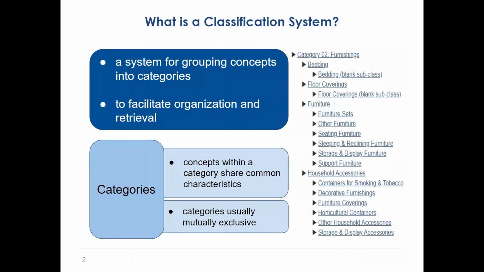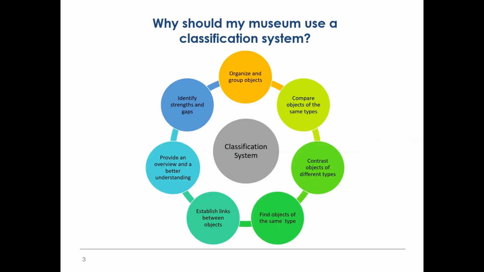A classification system is a system for grouping concepts into categories, usually in a hierarchy to facilitate organization and retrieval. Concepts included in a category share common characteristics such as function, social context, or form. Categories are generally mutually exclusive.